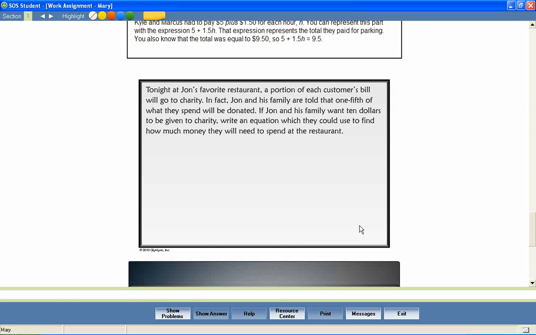Let's start by determining what is unknown and should be represented by a variable. We don't know how much money John and his family should spend at the restaurant tonight, so let's choose the variable b to represent their total bill. We do know from the problem that 1/5 of the total bill, or 1/5 of b, will be given to charity. Since of means times, 1/5 times b will be given to charity.